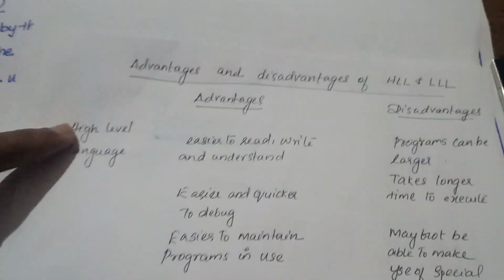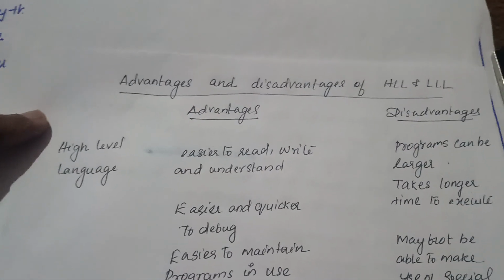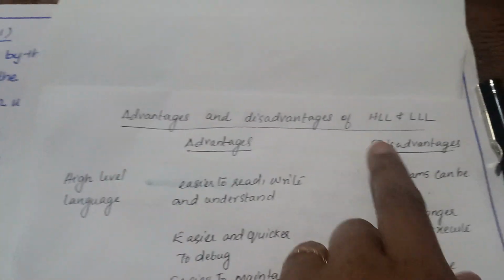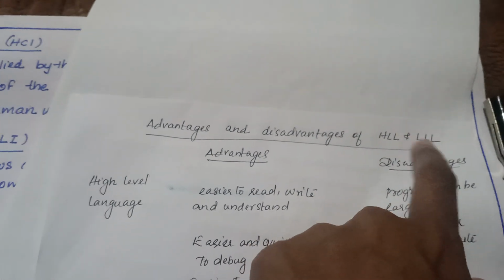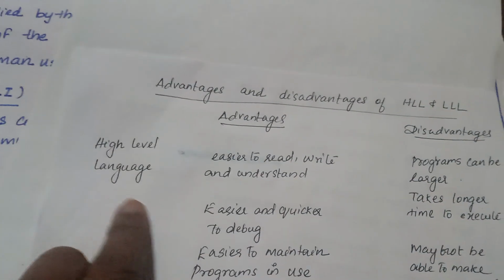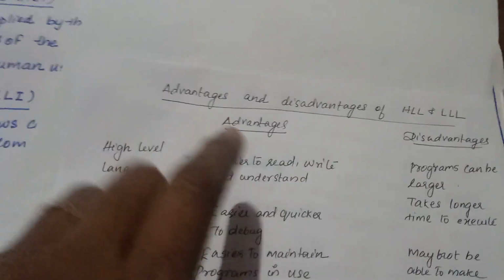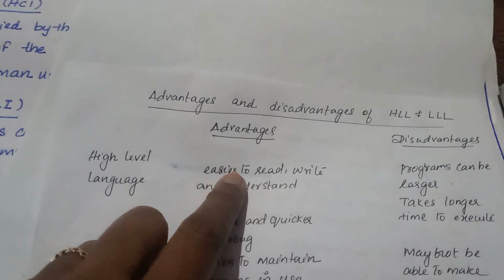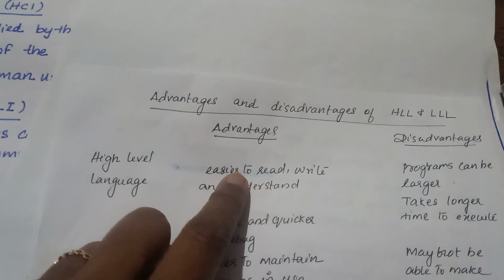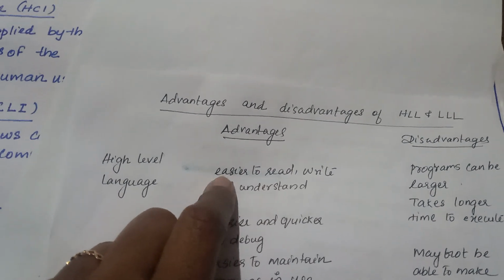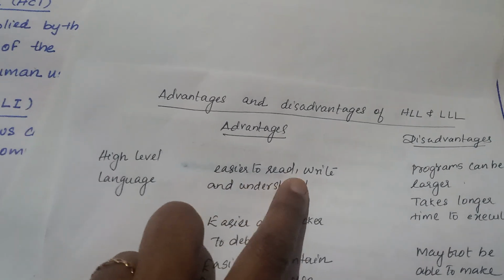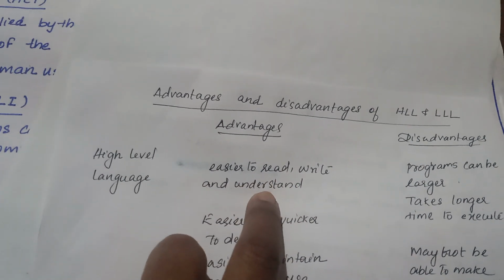Now we are going to see the advantages and disadvantages of high level language and low level language. HLL means high level language, LLL means low level language. So first we will see the different advantages of high level language. What is the first advantage? You are writing a program in an English-like manner. It is easy for you to read and understand, right? So it is easier to read and understand, and easy to write a program.